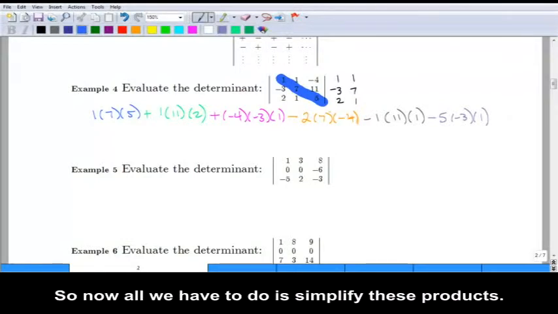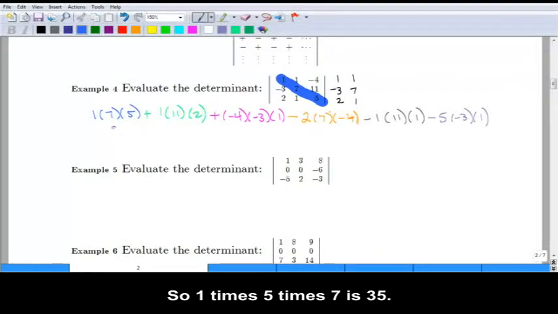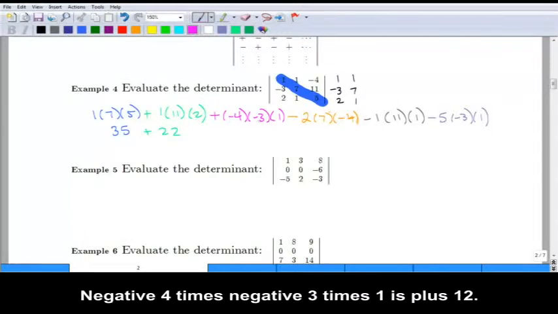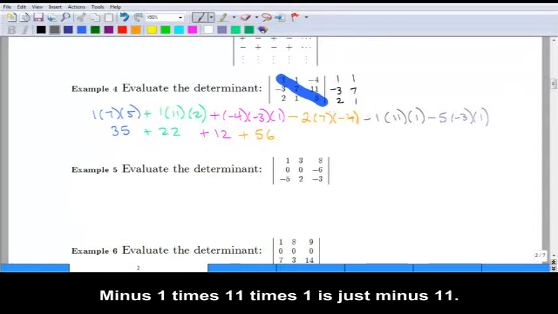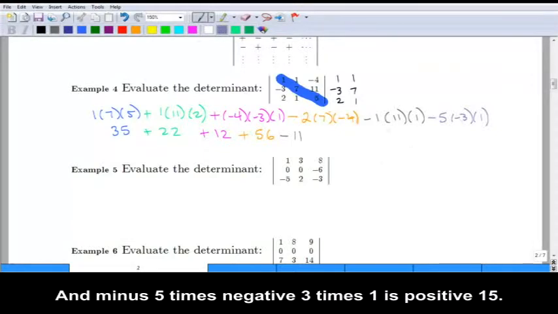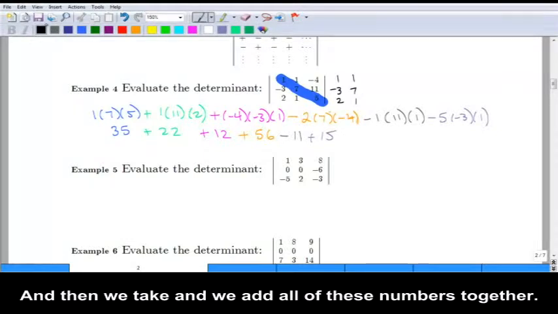So now all we have to do is simplify these products. So 1 times 5 times 7 is 35. 1 times 11 times 2 is plus 22. -4 times -3 times 1 is plus 12. -2 times 7 times -4 is plus 56. -1 times 11 times 1 is just -11. And -5 times -3 times 1 is positive 15. And then we take and we add all of these numbers together.